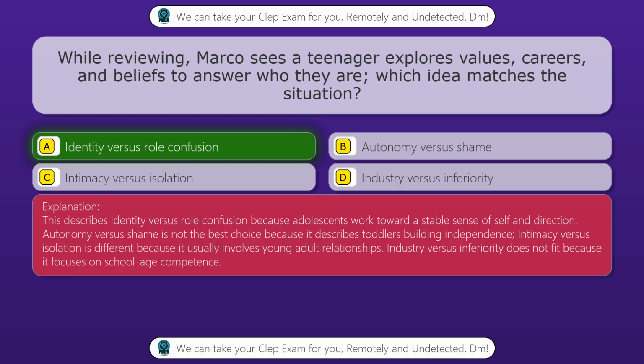This describes identity versus role confusion because adolescents work toward a stable sense of self and direction. Autonomy versus shame is not the best choice because it describes toddlers building independence. Intimacy versus isolation is different because it usually involves young adult relationships. Industry versus inferiority does not fit because it focuses on school-age competence.